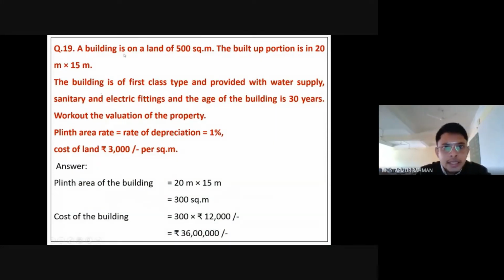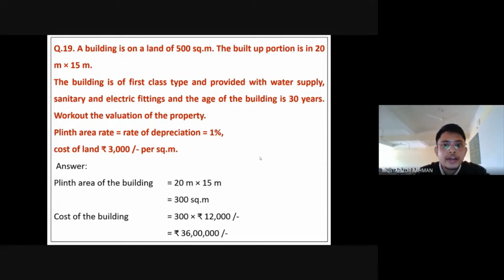There is a building. The plot is given as 500 square meter. Built up portion is given as 20 meter by 15 meter. First class building, all these facilities, water supply, sanitary, electrical fittings, etc. are there. Age of the building is 30 years. That means it has been 30 years since the building was constructed. Then we have to work out the valuation of the property. Now we have to find out what is the value of the property.